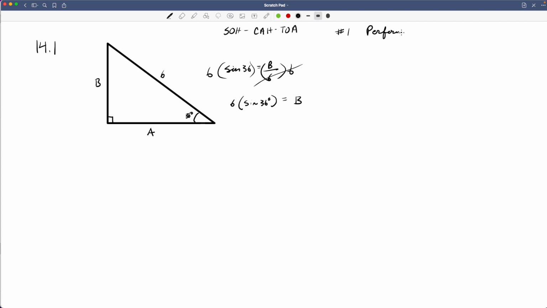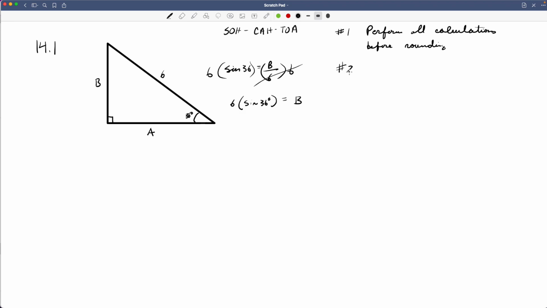Perform all calculations before rounding. I know you're going to be like, what? I don't know if I can do that. You can. What you have to do is just leave it on the calculator, right? Figure out a way to do it on the calculator before you round it down.